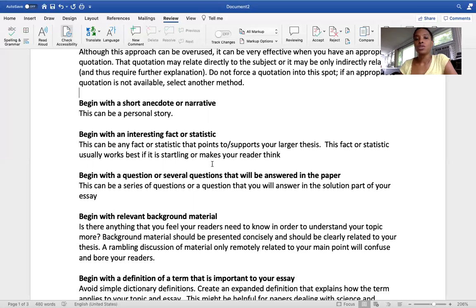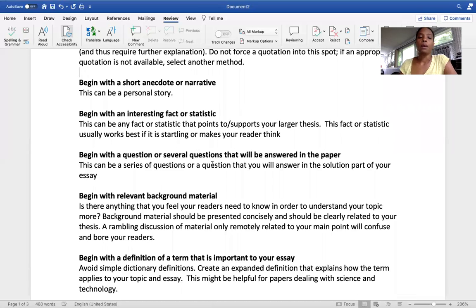Facts and statistics usually work really well when they're startling for the reader, or when they tell the reader something that they might not know. So that's also a good way to begin. You can begin with a question or several questions. You're not answering the questions in your introduction, you're just asking a series of questions that will then be answered as you work through your paper.